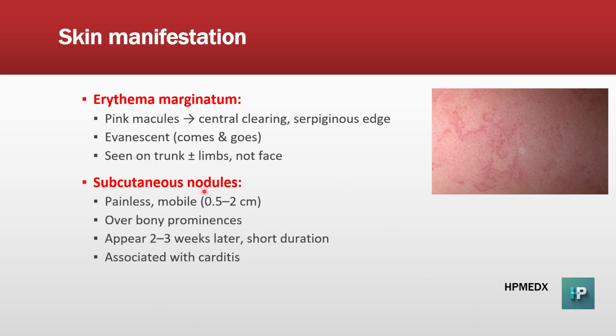And the other skin manifestation is subcutaneous nodules. These are painless mobile nodules seen over bony prominences, and they occur after 2 to 3 weeks and have a short duration, and they are mostly associated with carditis.